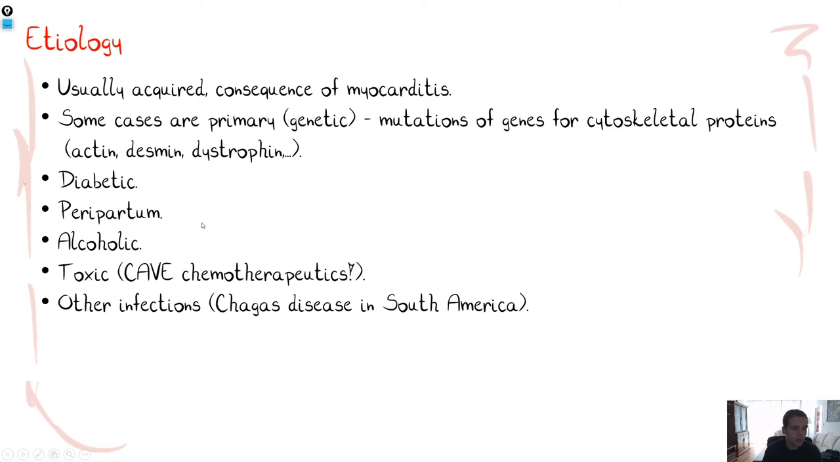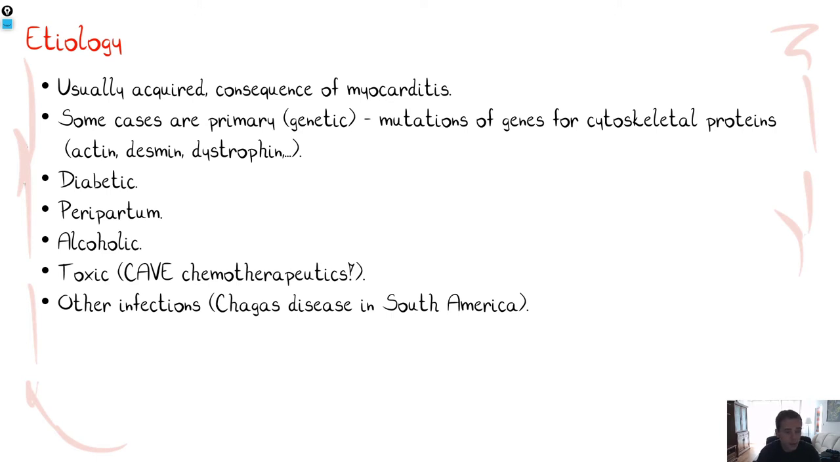It's good to know, because peripartum dilated cardiomyopathy can develop, and the prognosis is usually good. Alcoholic dilated cardiomyopathy is good to keep in mind, because we are not exactly sure what's the mechanism, what's the pathogenesis, but it can be a direct toxic effect of the alcohol on myocardium. It can be volume overload, because alcoholic patients drink huge amounts of fluids, so it can be a combination of both.